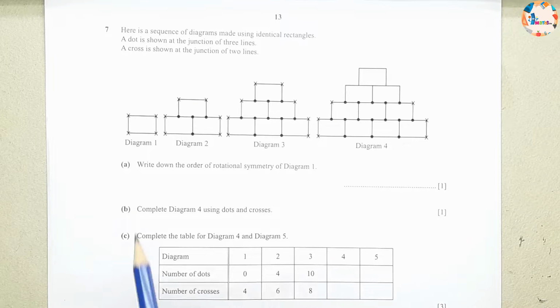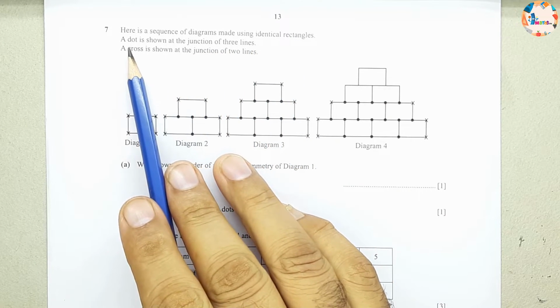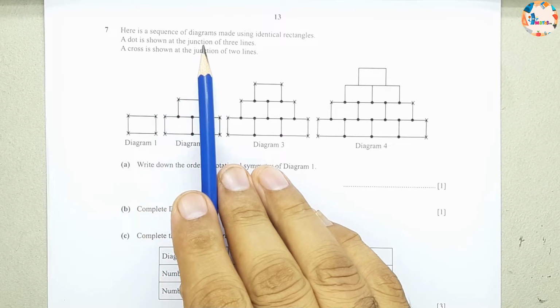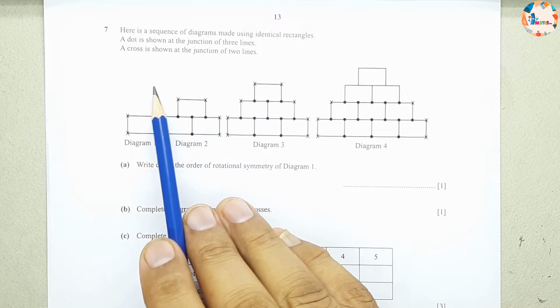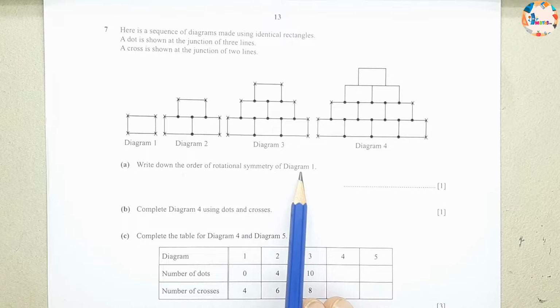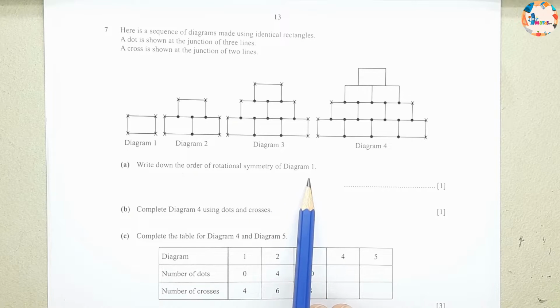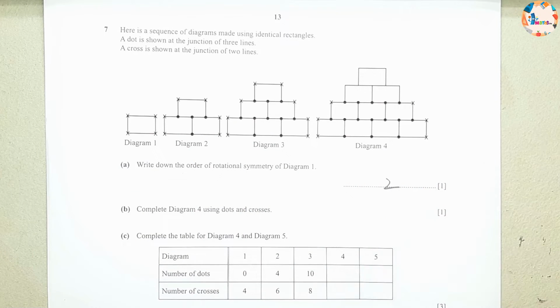Question number 7. Here is a sequence of diagrams made using identical rectangles. A dot is shown at the junction of 3 lines. A cross is shown at the junction of 2 lines. So write down the order of rotational symmetry of diagram 1. So it is having rotational symmetry of order 2. This is simple.